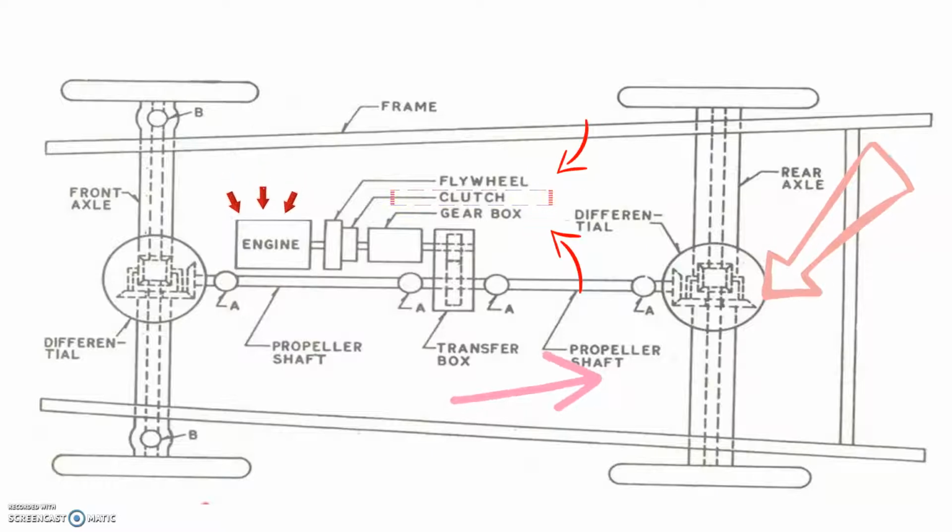And last one, we have the differential. The differential consists of a bevel pinion and crown wheel and a set of internal gears, which is used to permit the two wheels on the axle to run at different speeds while taking a turn. And last, we have the wheels.